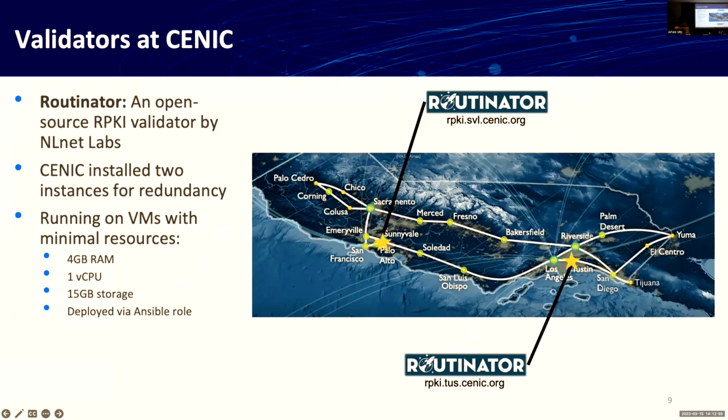So what we've done at CENIC is we decided to use Routinator, which is an open source RPKI validator. I think Warwick just showed the public instance that RIPE makes, but we've installed 2 private instances of Routinator, in 2 locations, in Sunnyvale and in Tustin here in Los Angeles. And they're running on VMs. They don't take up very many resources. They have 4 gigs of RAM, 1 vCPU, 15 gigs of storage. And our systems team set up an Ansible role so they can be easily redeployed. We could add more pretty easily if we wanted to.